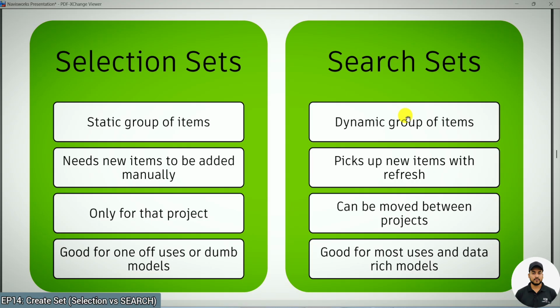And again, if you add some more sprinklers in the Revit file and export the Navis file with the updated version, those additionally added sprinklers will be automatically counted in that particular search set. So this is a dynamic group of items, which we will be discussing in the video as a sample.